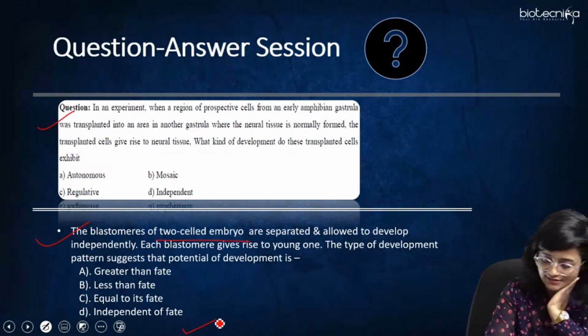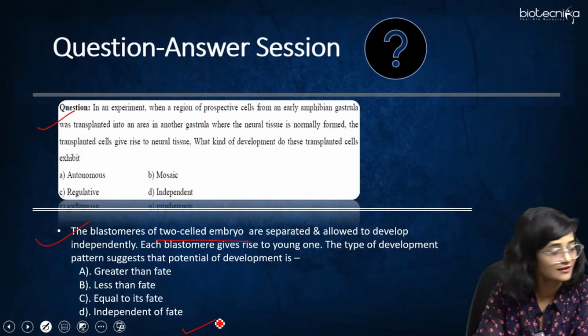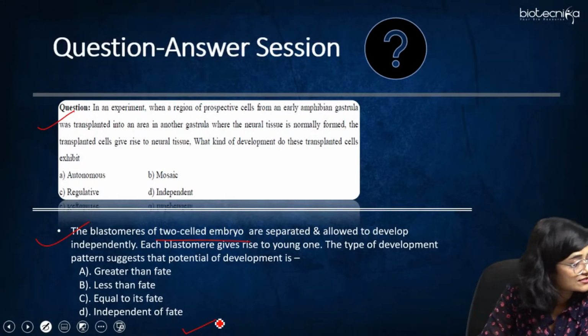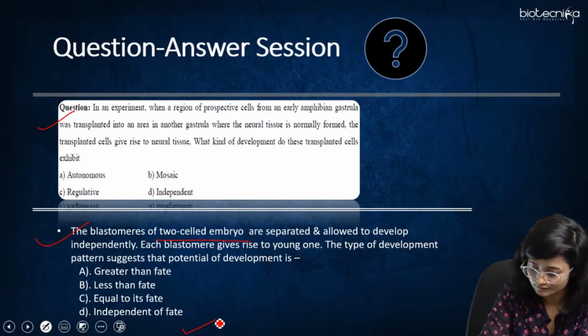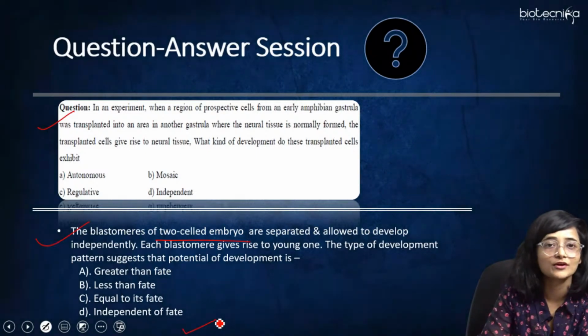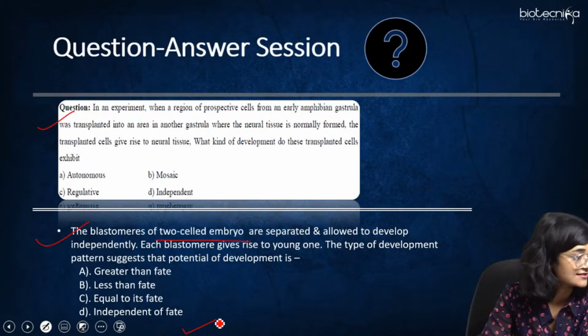Okay, Kitana says answer is B, less than the fate, and Ankita says answer is C. Okay. So were you able to understand what the question is actually asking?